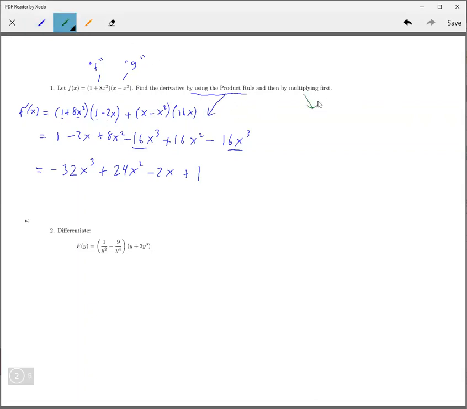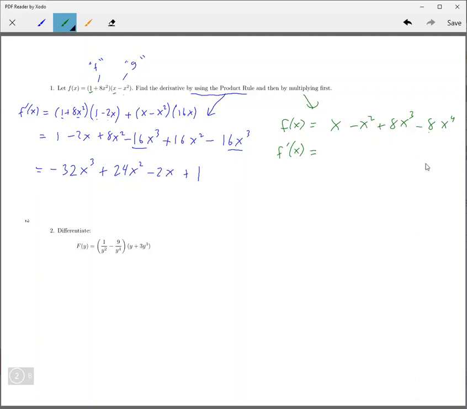Now, multiplying first would mean we expand all this first before we take the derivative. So if we multiply the first two together, that's just going to be x. The outside is minus x squared. The inside is plus 8x cubed. And the last terms are minus 8x to the fourth. And then we take the derivative.